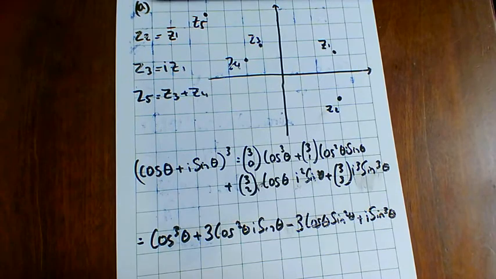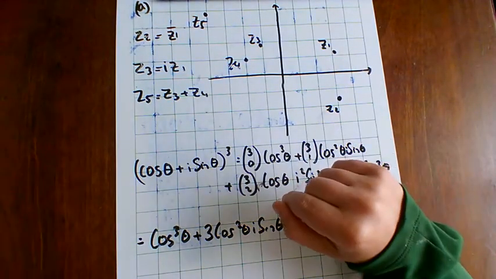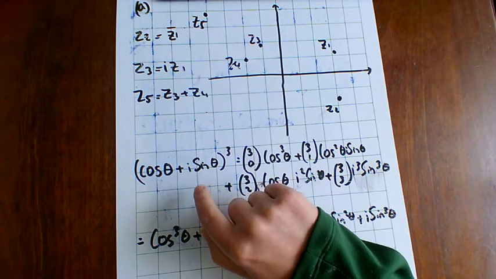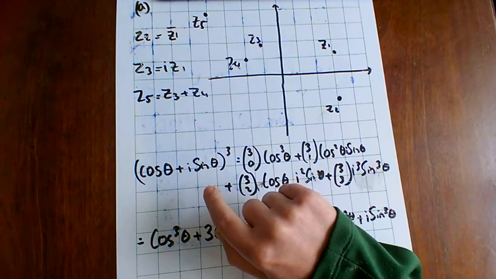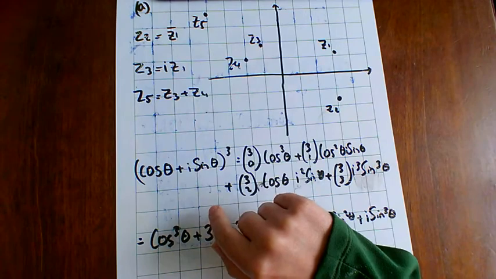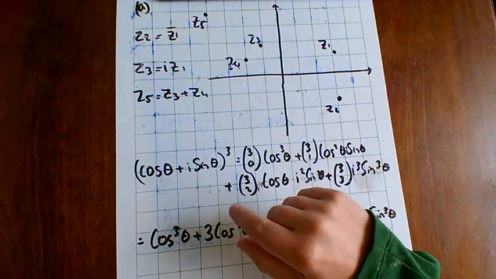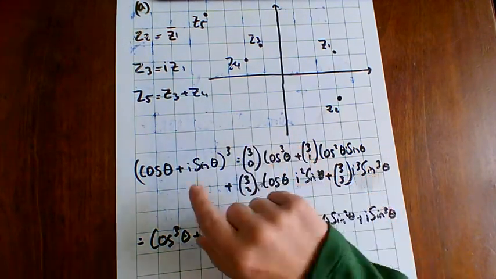Going to the next part of the question, it says using binomial expansion or otherwise, expand this. Now in the solutions in the book, what makes it complicated is that instead of putting cos theta they just put c, and instead of putting sine theta they just put s. I haven't done that because they were just being lazy. So I'm going to use binomial expansion.